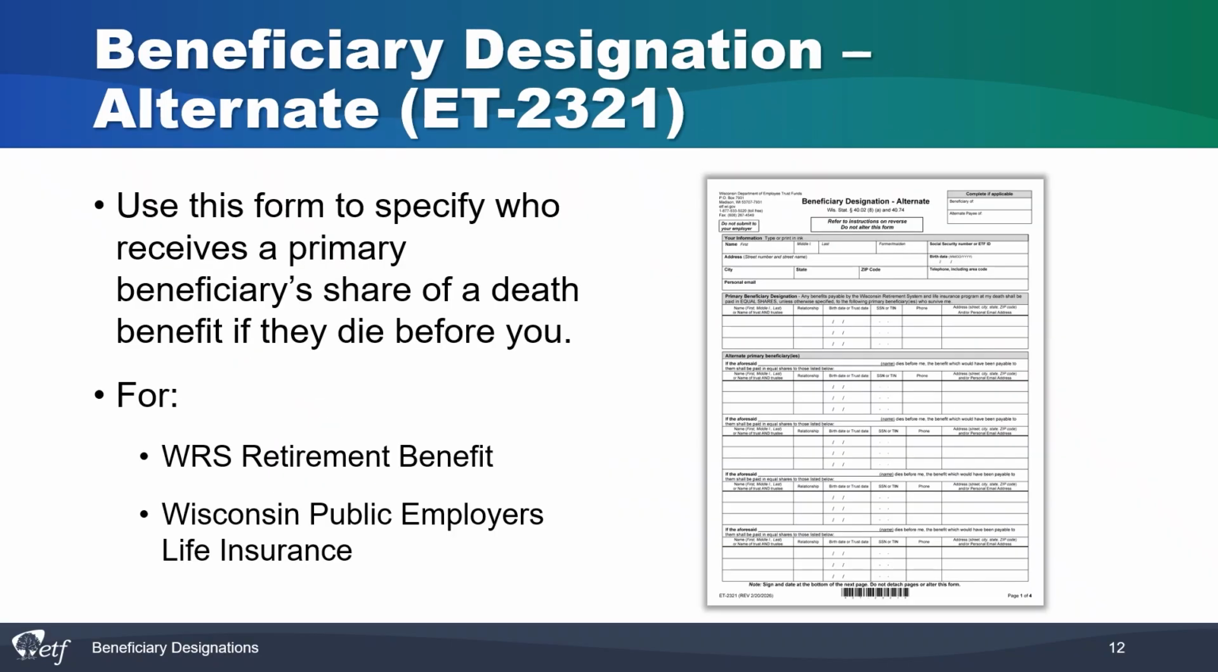The second form is the Beneficiary Designation Alternate, ET-2321. Use this form to specify who will receive a primary beneficiary's share of a death benefit if they were to die before you.